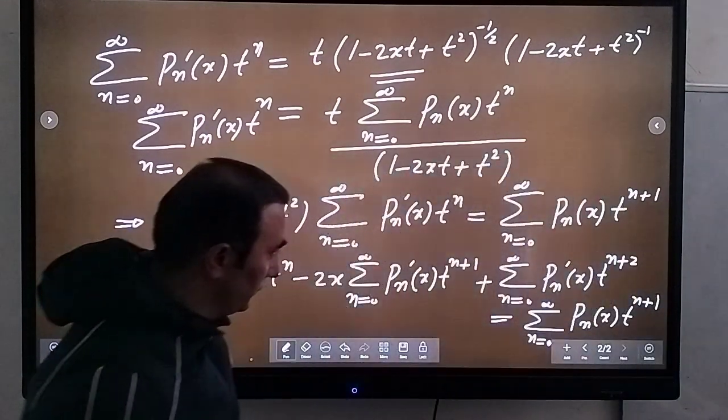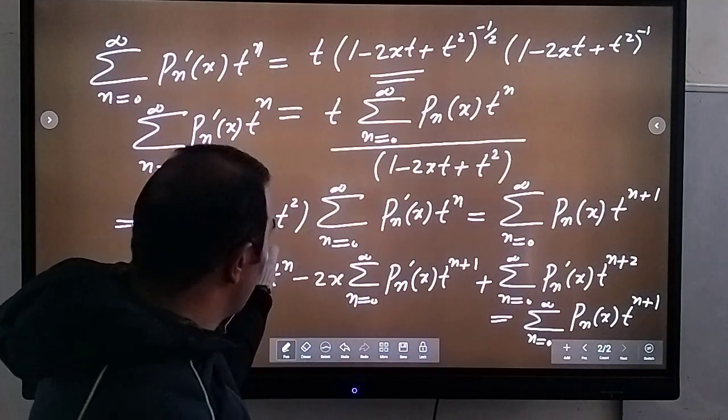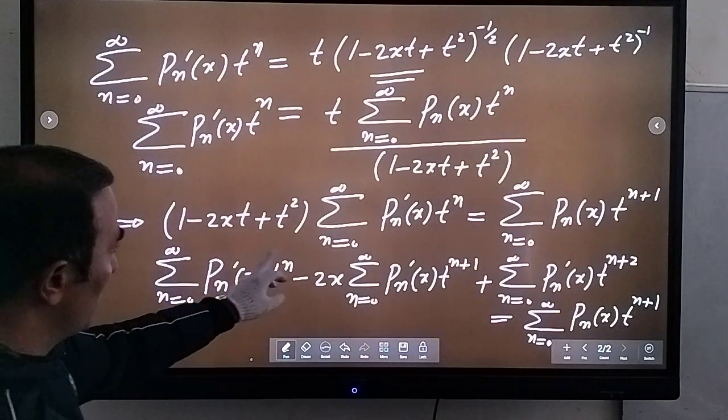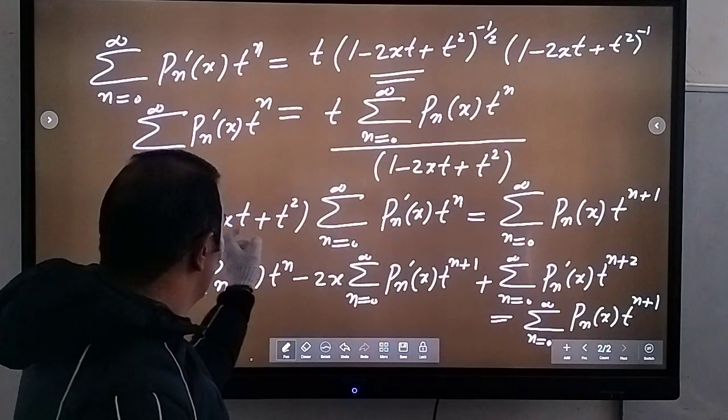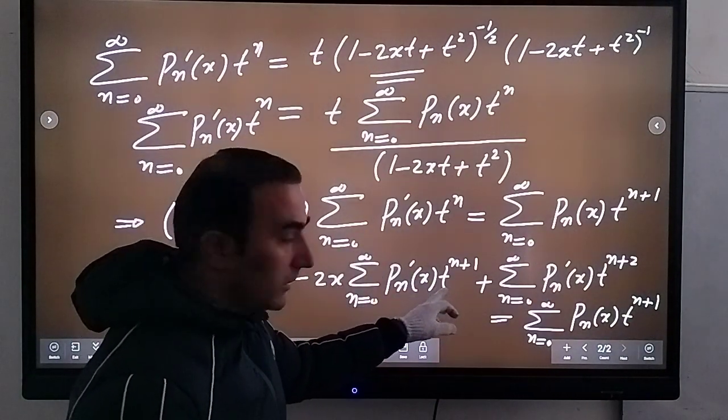Okay, so just have a quick look on this. So on the left hand side, I basically multiply that one to this term. The first term that comes will be p n dash of x t raised power n. Now this minus 2x will be as it is, and now t multiplied to this, so it will be p n dash of x t raised power n plus 1.